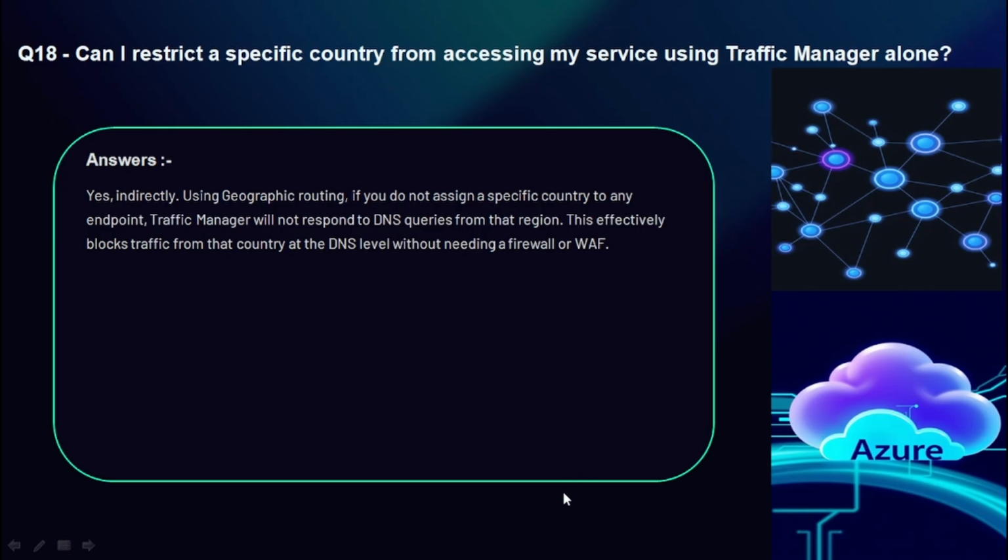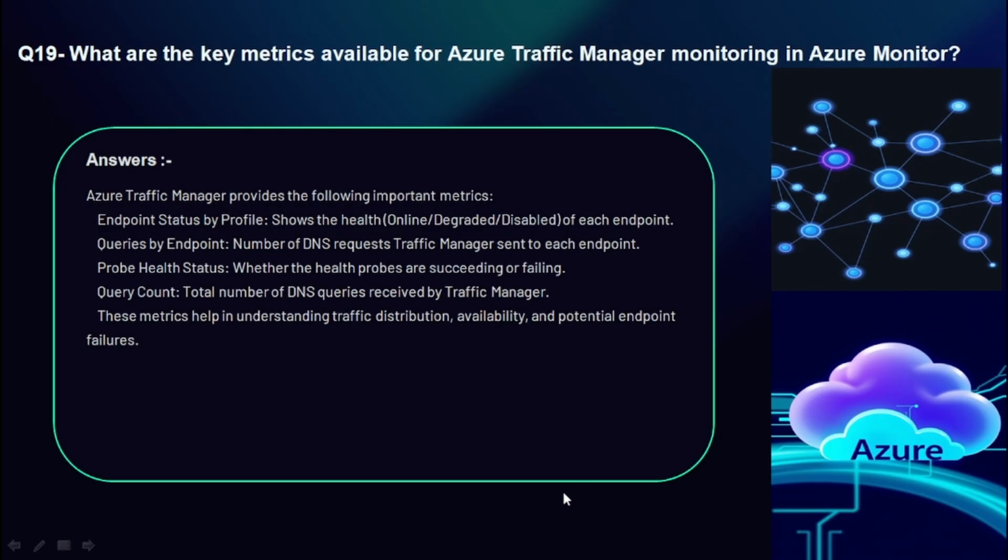Now next question. What are the key metrics available for Azure Traffic Manager monitoring in Azure Monitor? Answer is, Azure Traffic Manager provides the following important metrics. Endpoint status by profile shows the health, online, degraded, or disabled, of each endpoint. Queries by endpoint, the number of DNS requests Traffic Manager sent to each endpoint. Probe health status, whether the health probes are succeeding or failing. Query count, the total number of DNS queries received by Traffic Manager. These metrics help in understanding traffic distribution, availability, and potential endpoint failures.